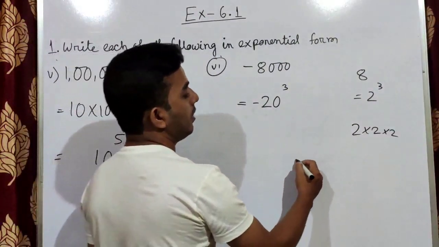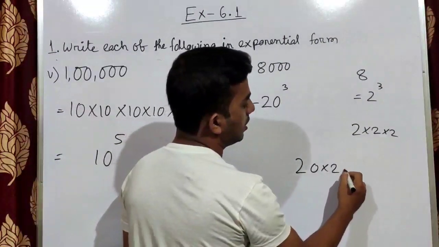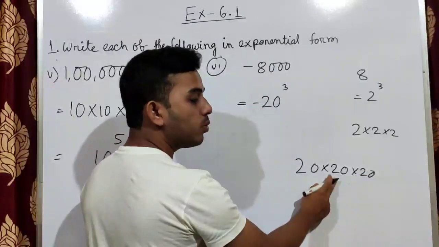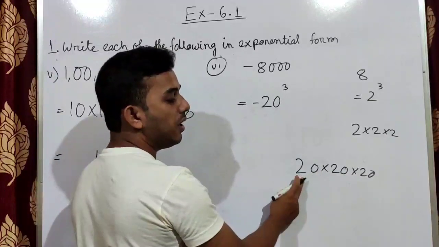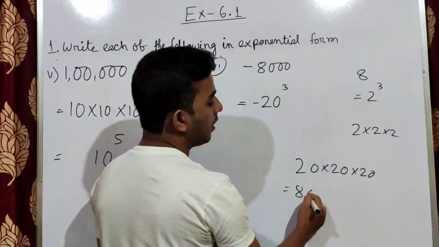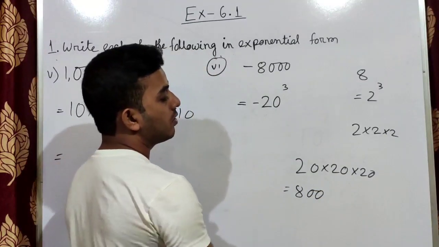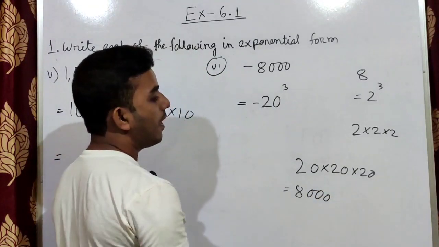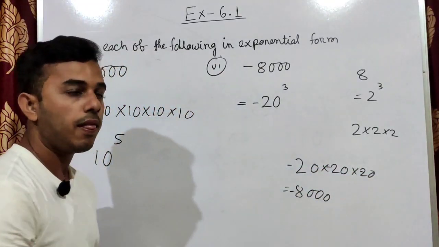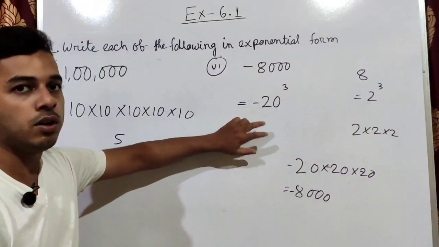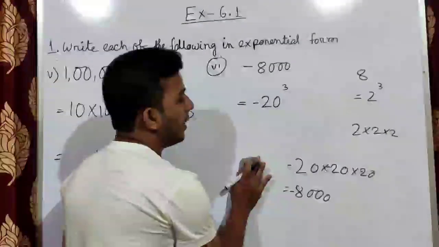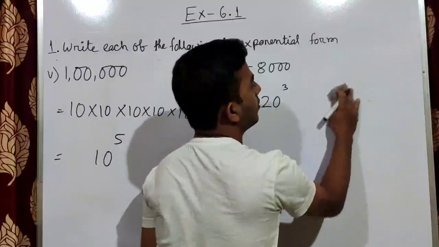Now if we multiply 20 into 20 into 20, that is 2 into 2 is 4, 4 into 2 is 8. It will be 8. Then how many zeros? 1, 2, 3. Look, 3 zeros. Here we multiplied with minus, so it will be minus 8,000. This is one answer, right? We can express this in one type of form. Now we can express minus 8,000 in another form also.